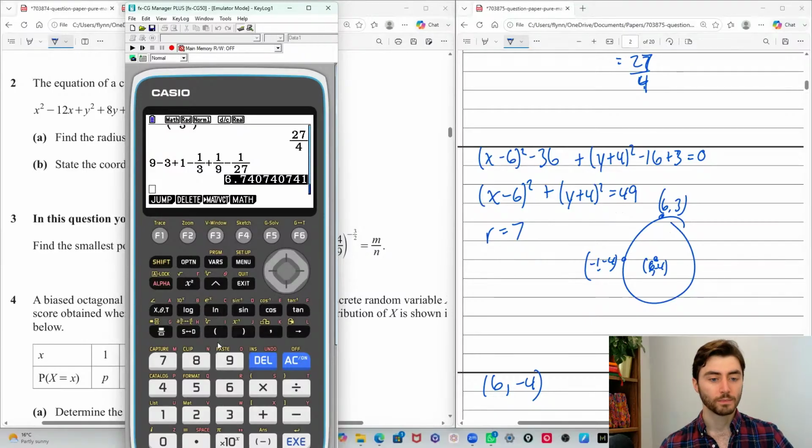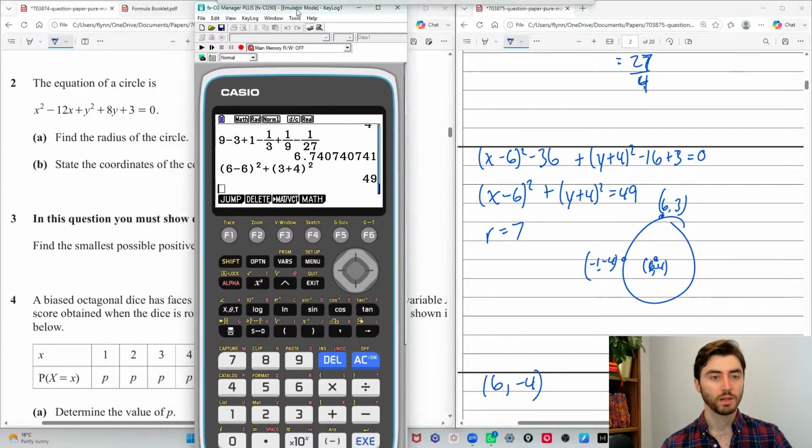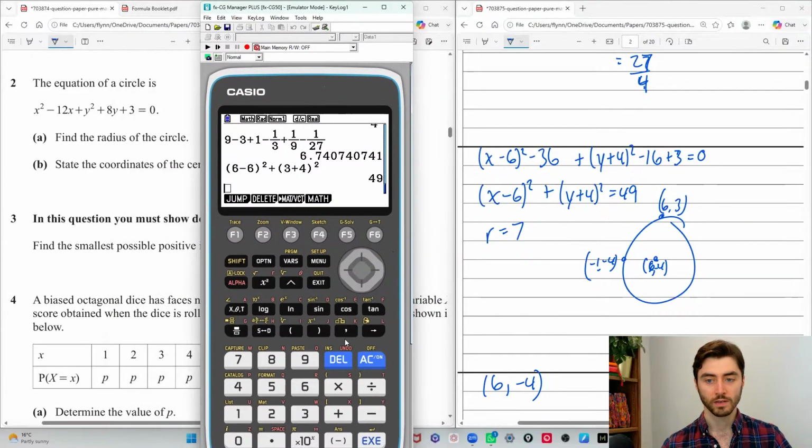So if I plug in 6 into there, you would get 6 minus 6 squared and 3 plus 4 squared. Let's confirm that is 49. Yep. And let's plug it into here and confirm I get 0.